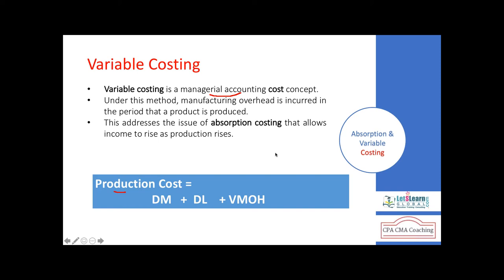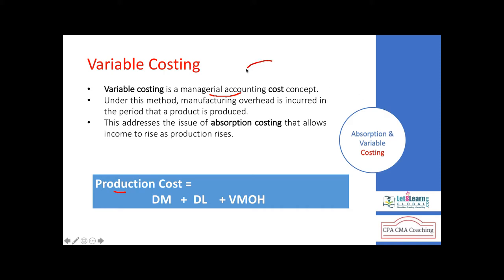So this concept is identified with the variable costing system, in which we do not consider the fixed manufacturing overhead in the production cost. Okay, let me give you in detail what happens to the fixed manufacturing overhead. Variable costing method is used for what? The managerial accounting purpose. There's a problem in absorption costing because absorption costing will give you more profits. I'll show you with a small example.